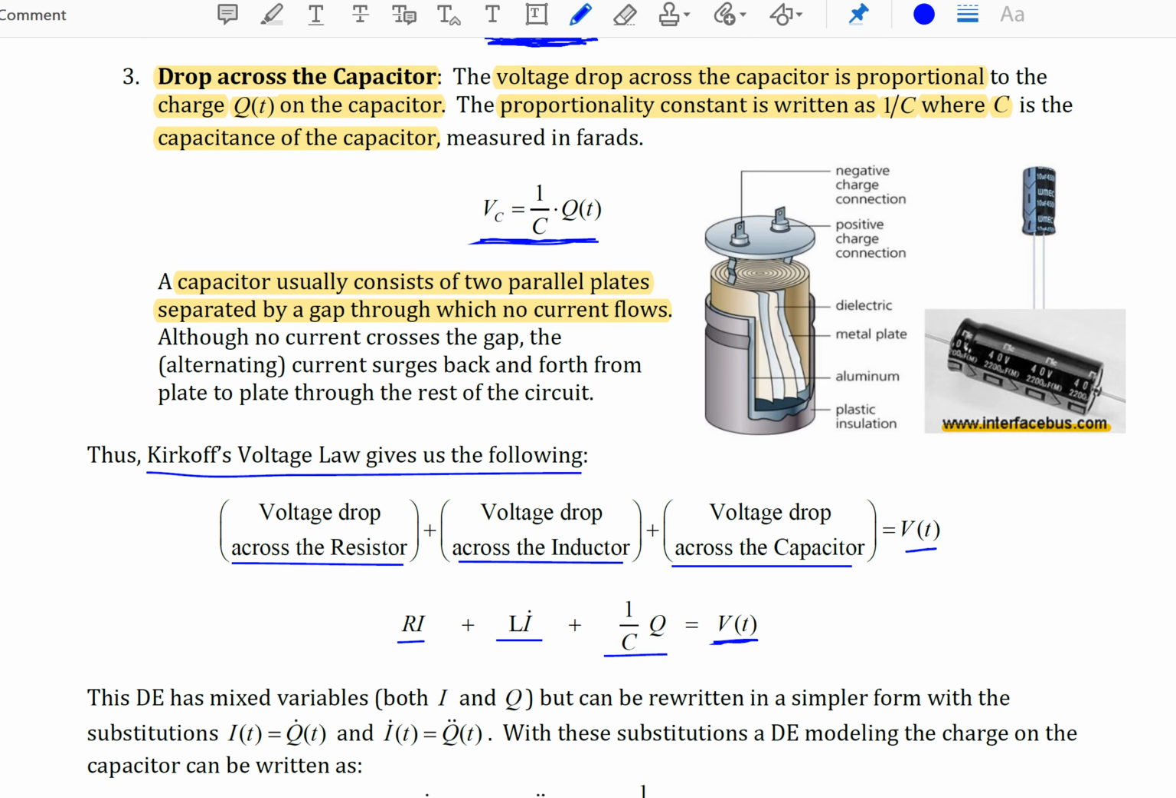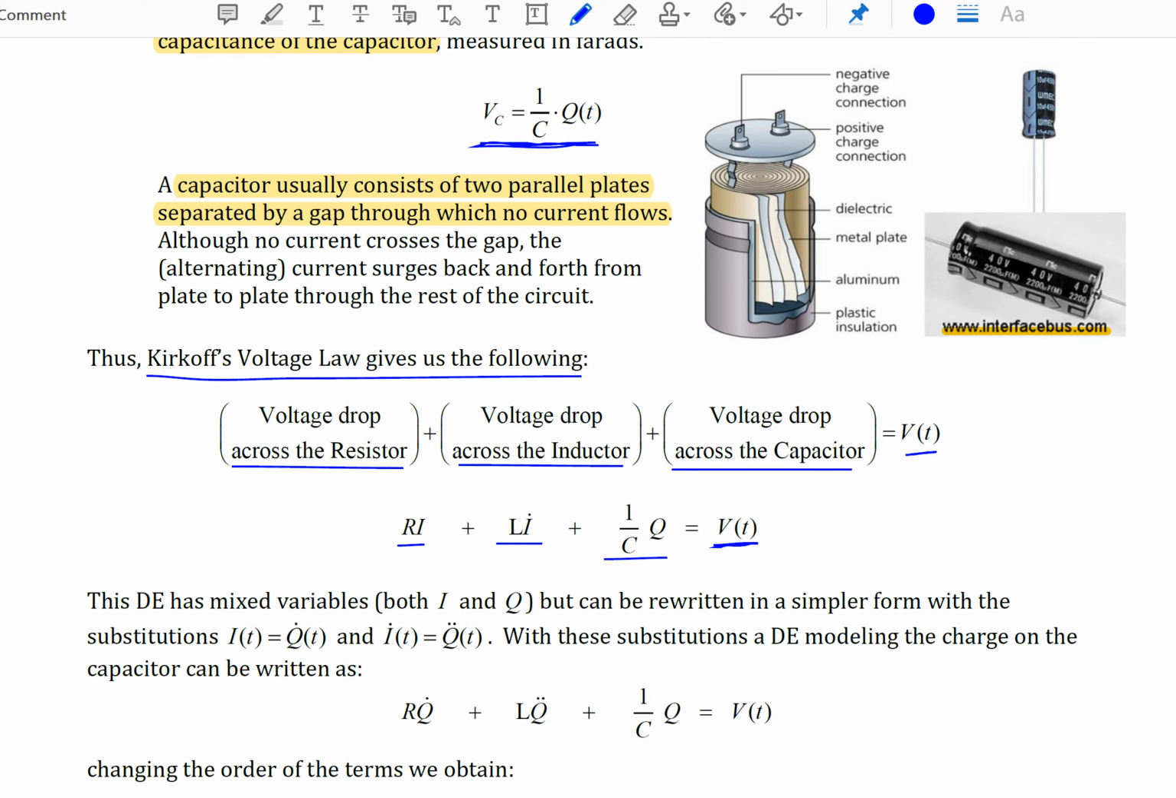Now this DE as it's written has mixed variables. It has both current, I, and charge on your capacitor in the same equation. And when solving these differential equations, we want to write them with a single variable. And we can do that with some substitutions.